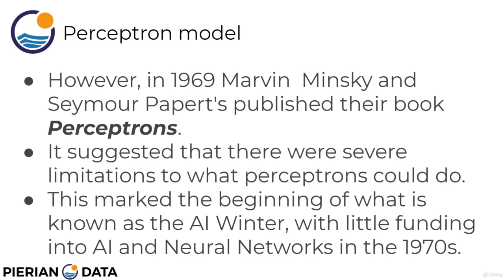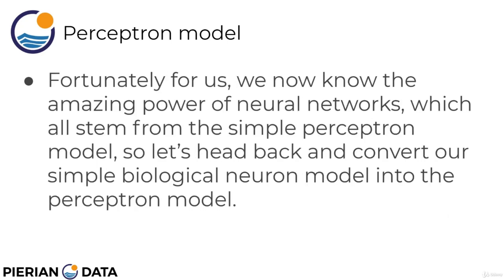So that's why, even though this idea was spawned in the late 1950s, it's taken up to the modern age to fully implement neural networks. Fortunately for us, we now live in the present, and we know the amazing power of neural networks, which all really stem from this simple perceptron model that was created all the way back in 1958. So let's head back and convert that simple biological neuron model into the perceptron model, and then go through a simple example of how a perceptron model works.